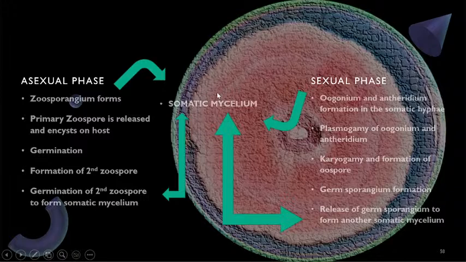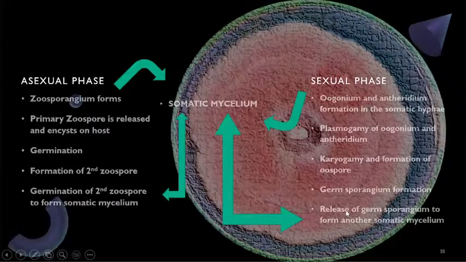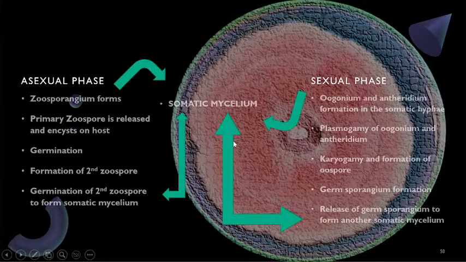Now in the somatic mycelium, the sexual phase occurs. The oogonium and the antheridium form on somatic hyphae. Plasmogamy of the oogonium and the antheridium will occur inside. Karyogamy will form an oospore, and a germ sporangium will also form in this particular sexual process. The sporangium is released to the air, depending on how it was spread, whether through strong winds or somebody stepping on the mycelium and walking around, spreading it somewhere else, and it will form another somatic mycelium.